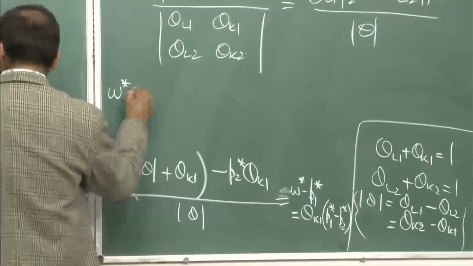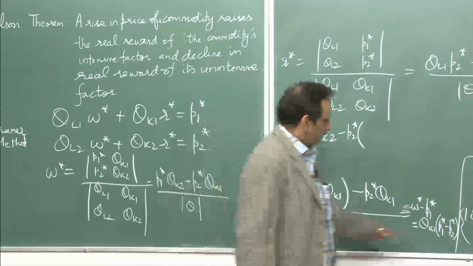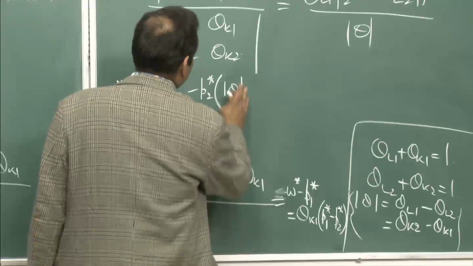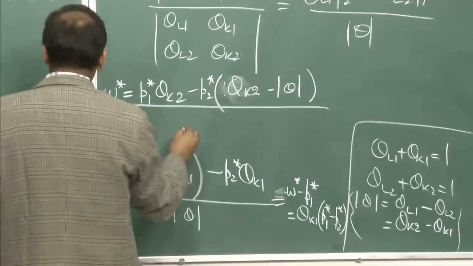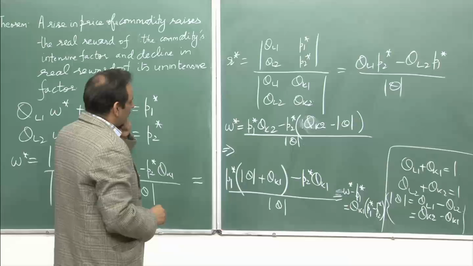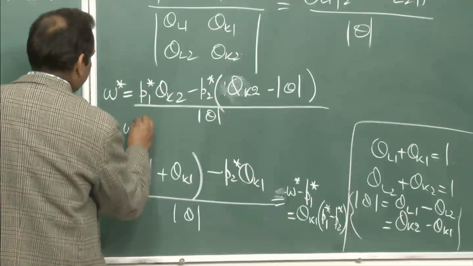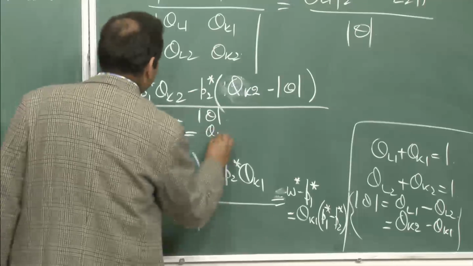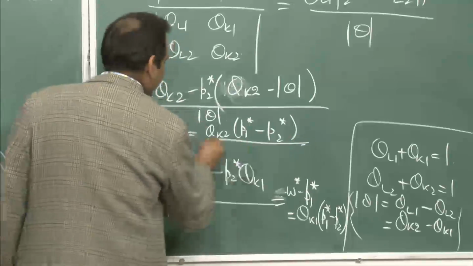Further, W star, if you had written this as theta K2 and you had replaced theta K1, theta K1 is determinant theta K2 minus determinant theta. So, you would have got W star minus P2 star equals theta K2 times P1 star minus P2 star, divided by determinant theta.